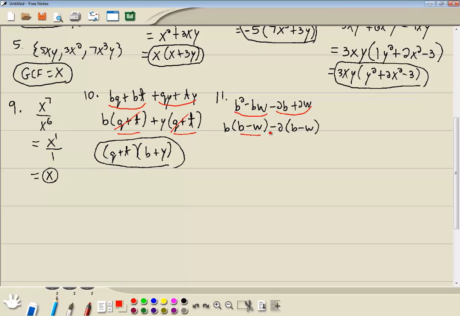Now our goal was to get this parentheses the same as this one, which they are. So I'll factor out the B minus W. To decide what goes in your second set of parentheses, you can cross out the B minus W's in the previous step. And what isn't crossed out is what goes right here, which would be B minus 2. And that's our answer.